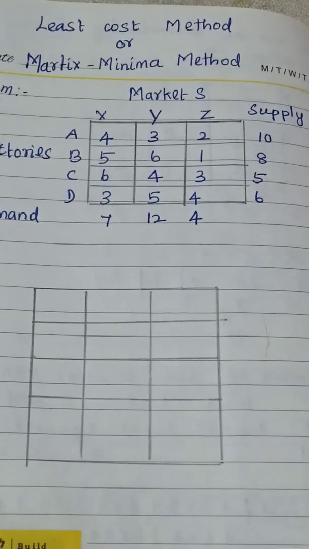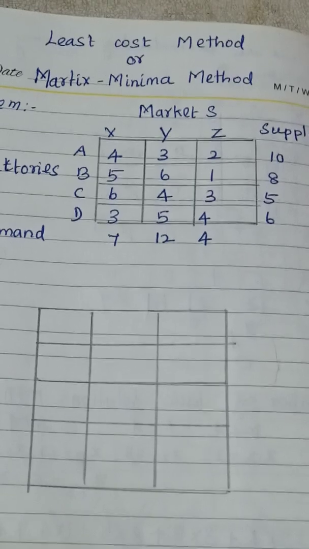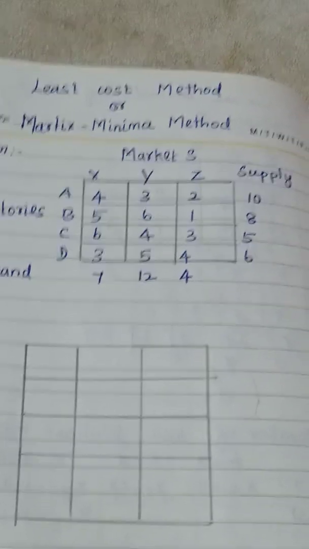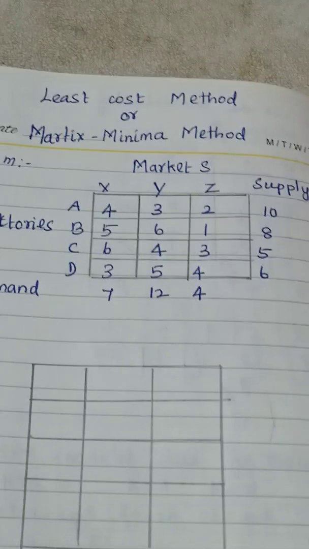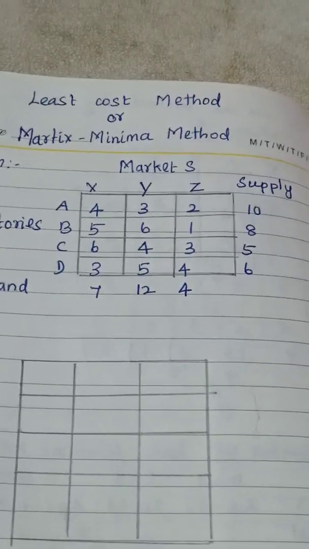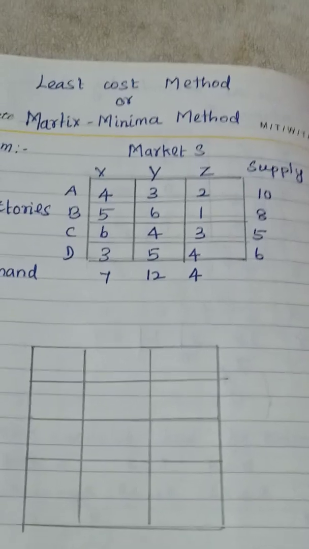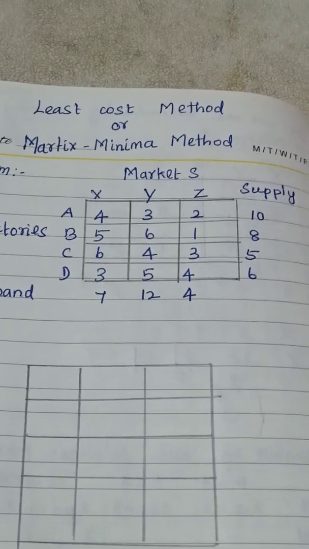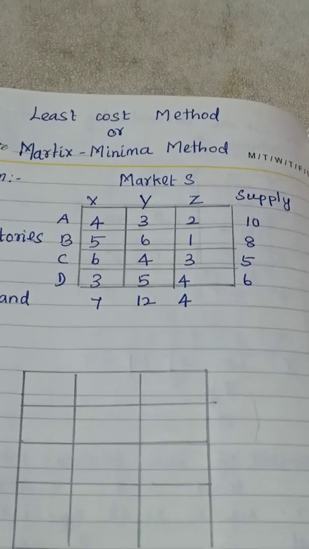Hi friends, good morning. Today we are going to see the least cost method, or matrix minimum method. The same problem we have to solve here. It is an unbalanced problem. Markets and factories are given: markets X, Y, Z and factories A, B, C, D. Supply and demand are given.